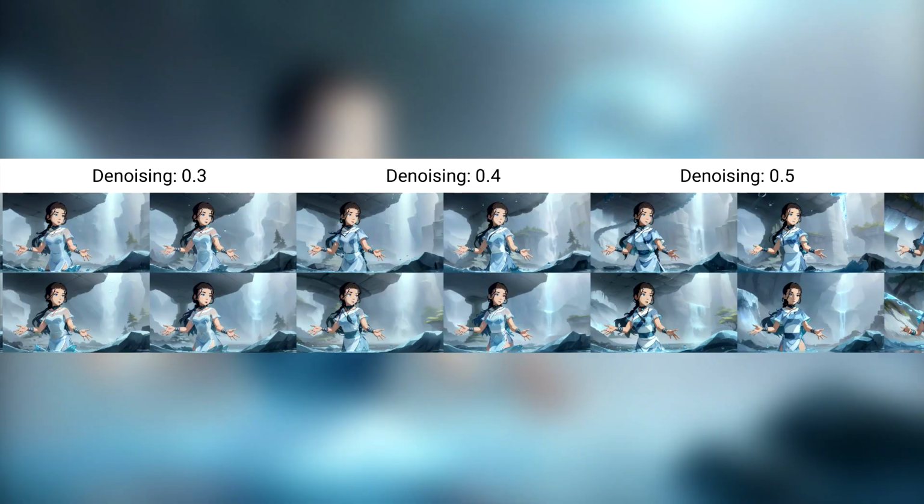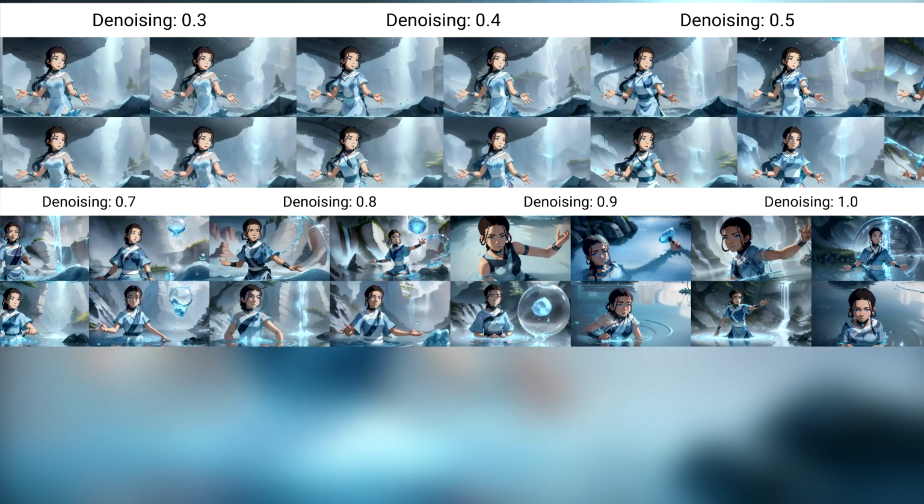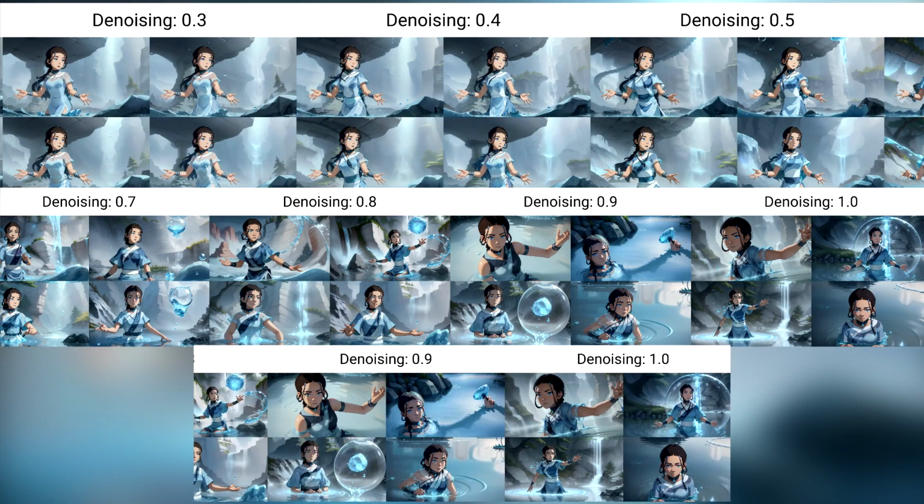Notice that from 0.3 to 0.5 the image stays relatively close to the original, and going over 0.6 starts changing the image quite a lot. Then, between 0.9 and 1 there's a massive difference.